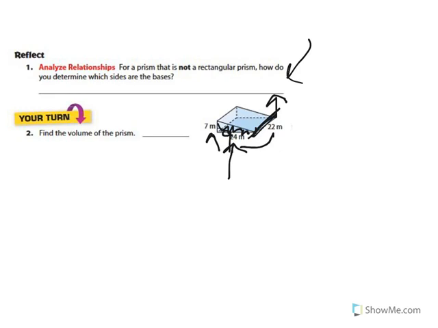All right, so some of you guys were doing it the opposite way on the problems yesterday, and it just makes it a lot harder. All right, so it's just a good review. Again, always start with the non-rectangular shape, find its area, and then use the other dimension from there. All right, so let's find that volume here.